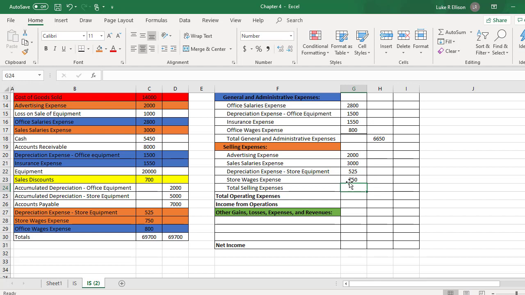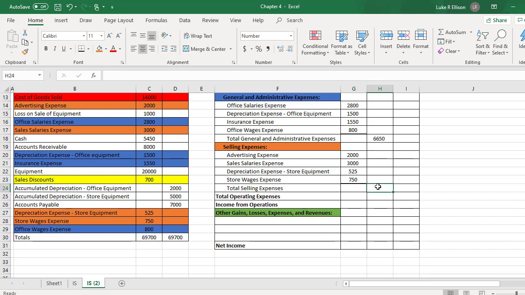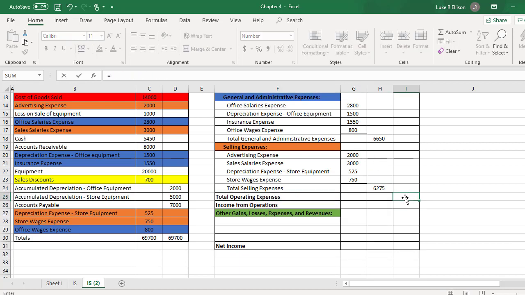Now if we total all of those up, we'll get the total for our selling expenses, which comes to $6,275. Now if we add up our total general and administrative expenses to the selling expenses, we'll get the total for our operating expenses. So our total operating expenses are $12,925.